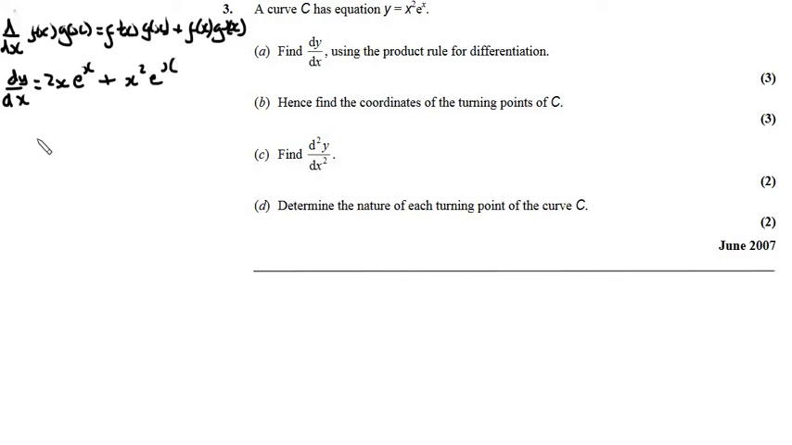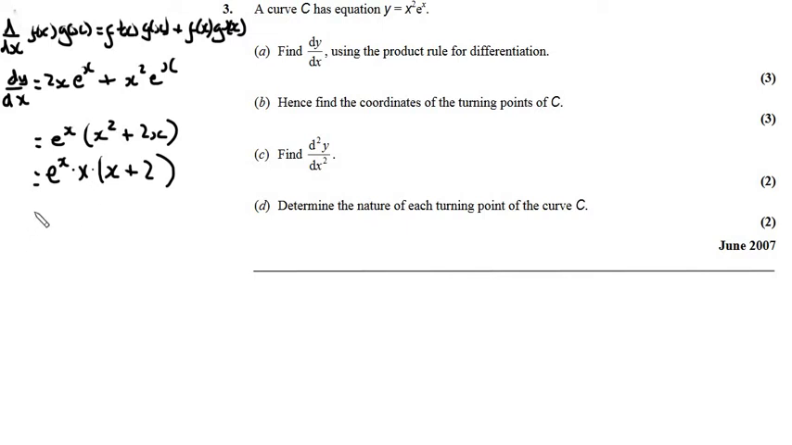So we can factor out an e to the x, and that's just equal to e to the x times x squared plus 2x. And if you want, you can factor out an x, so that's going to be e to the x times x times x plus 2.